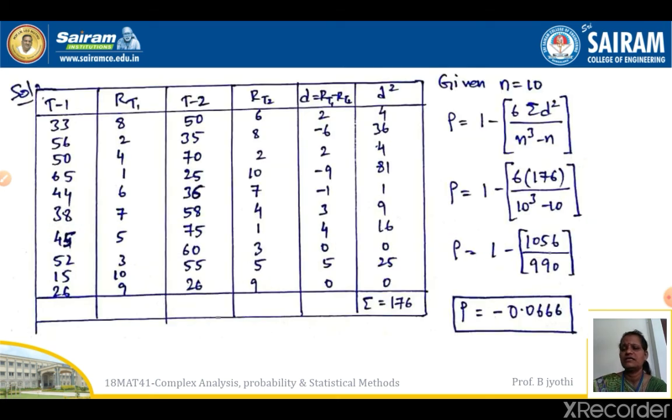So Test 1 marks and the rank of Test 1, Test 2 marks and the rank of Test 2, the difference and the square of that. So n is equal to 10. Let us compute this one, that is 6 times sigma d square by n cube minus n. Substituting d square, that is 126, and the n value is 10. So we are getting a negative correlation between Test 1 and Test 2.